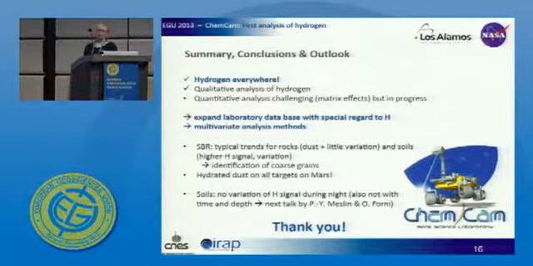From the signal to background ratios, you can see the typical trends for rocks, which is the dust and then little variation, and also the soils, which is the higher hydrogen signal and more variation. And by this, you can also identify coarse grains in the spectra. And we found the hydrogen dust on all of the targets on Mars, in every position and on every target we shot. And so for the soils, we didn't see variation of the hydrogen signal during night, and also not with time and depth, but this will be presented in the next talk. Thank you.